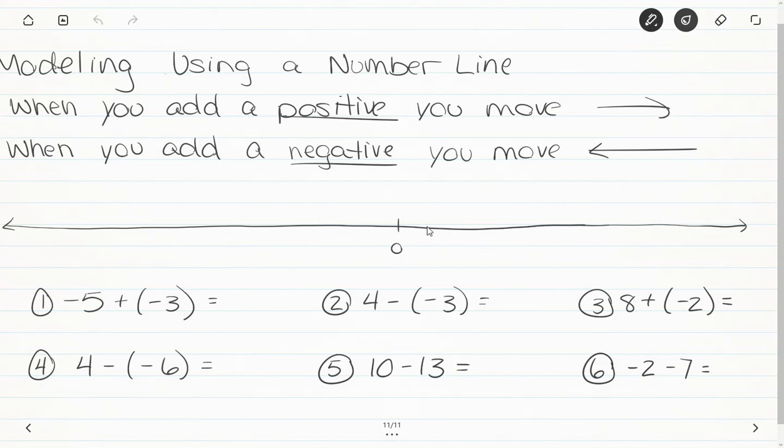I'm going to go up to 10. 1, 2, 3, 4, 5, 6, 7, 8, 9, 10. And I'm going to number it. 1, 2, 3, 4, 5, 6, 7, 8, 9, and 10.